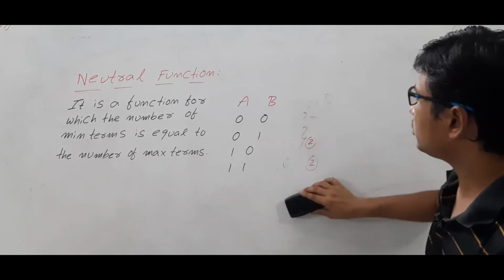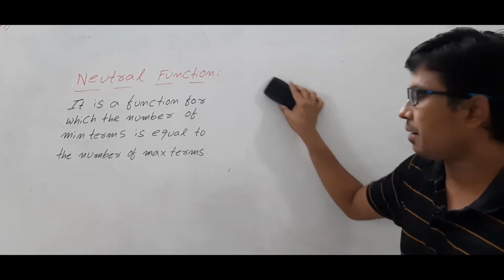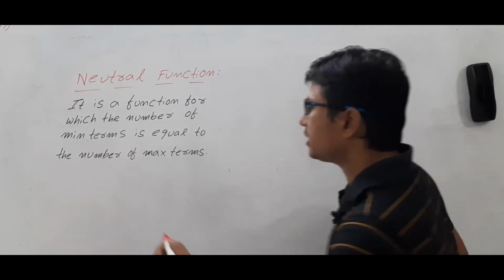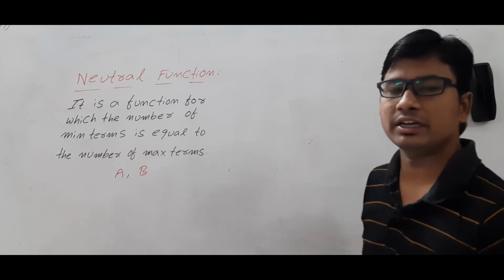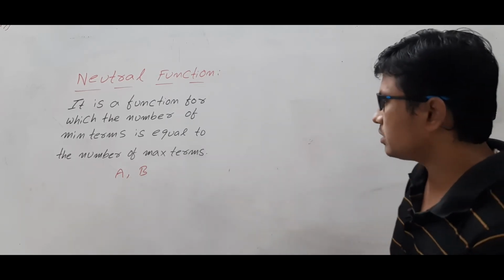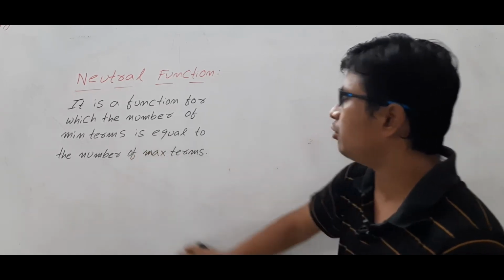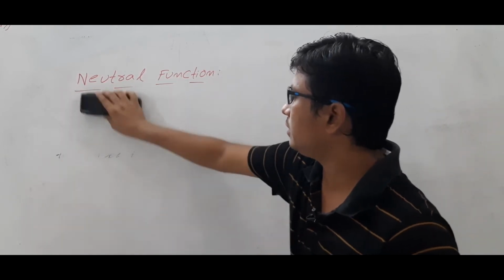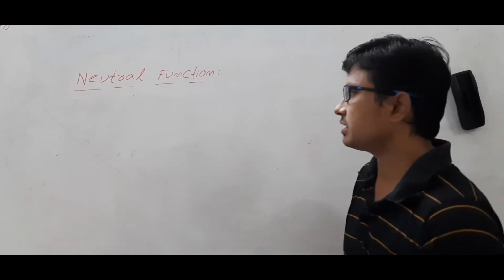Now if you want to find how many neutral functions are possible, am I right or wrong? Suppose let's take that you have taken two binary variables A and B. Now for these two binary variables, how many neutral functions are possible? Is it clear? Before telling the actual formula for how many, let me tell you what they are. Then only we can easily discuss how many with a generalized formula.